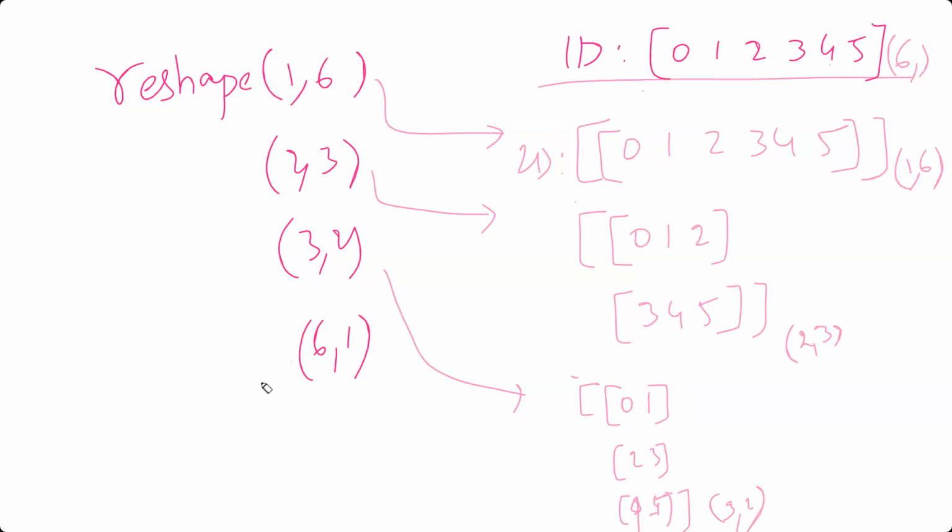Next, coming to 6 comma 1. What is meant by 6 comma 1? 6 rows should be there. 6 rows means the first row has the value 0, the second row value 1, the third row value 2, the fourth row 3, next 4, and next 5. In total, you are going to get 6 rows like this with one column.